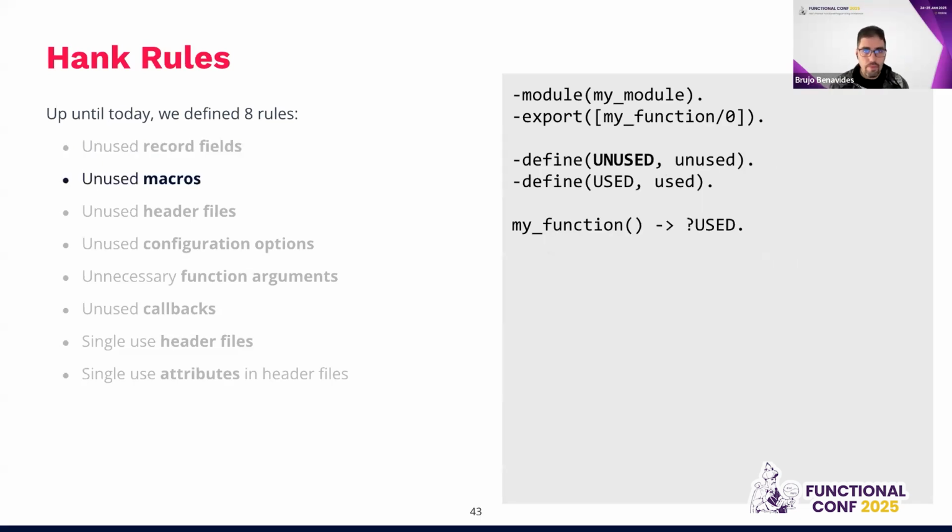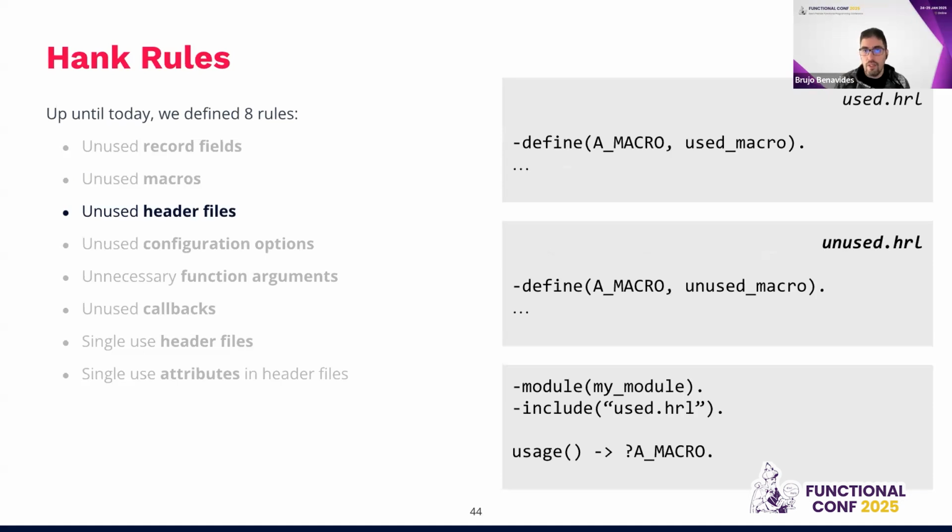Hank also detects unused macros. In a similar fashion as the previous example, the first macro that's defined in this module is never used within it. Since the declaration is private to the module, we are 100% sure it's not needed and thus it can be removed. Hank also detects unused header files, files that have the HRL extension and are never included in any module.